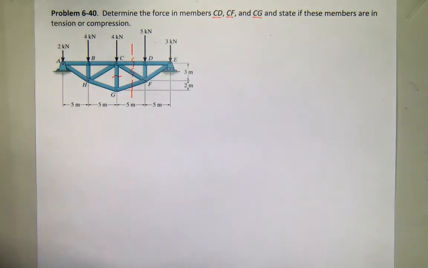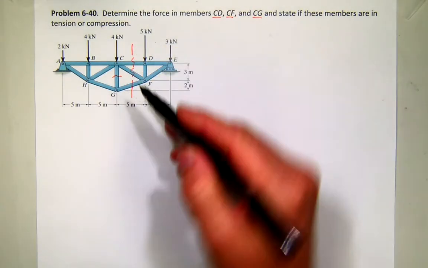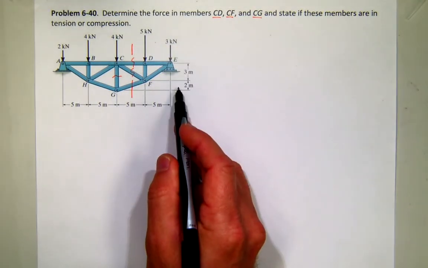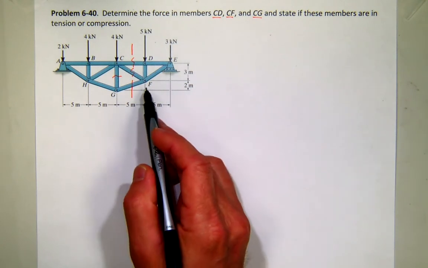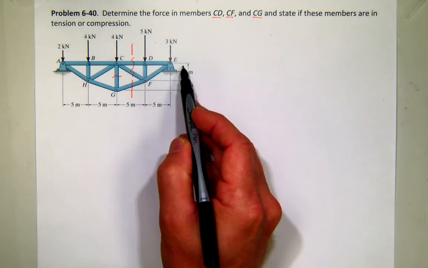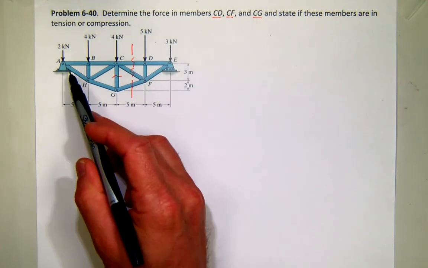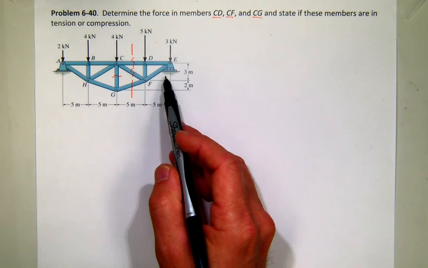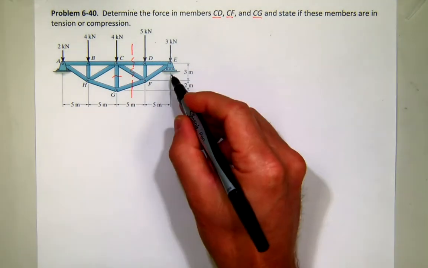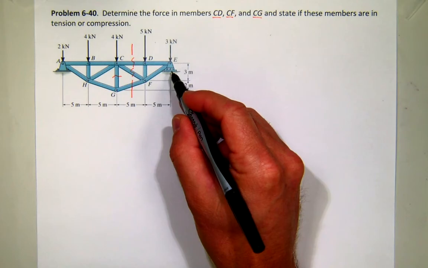First thing I want to do though is, if I make a cut here, I have to decide whether I want to work the left side or the right side. Not really a big advantage to either, but I'm going to choose the right-hand side. There's only one reaction at E, whereas on the left-hand side there would be two. So the first thing we need to do is find this reaction at E.